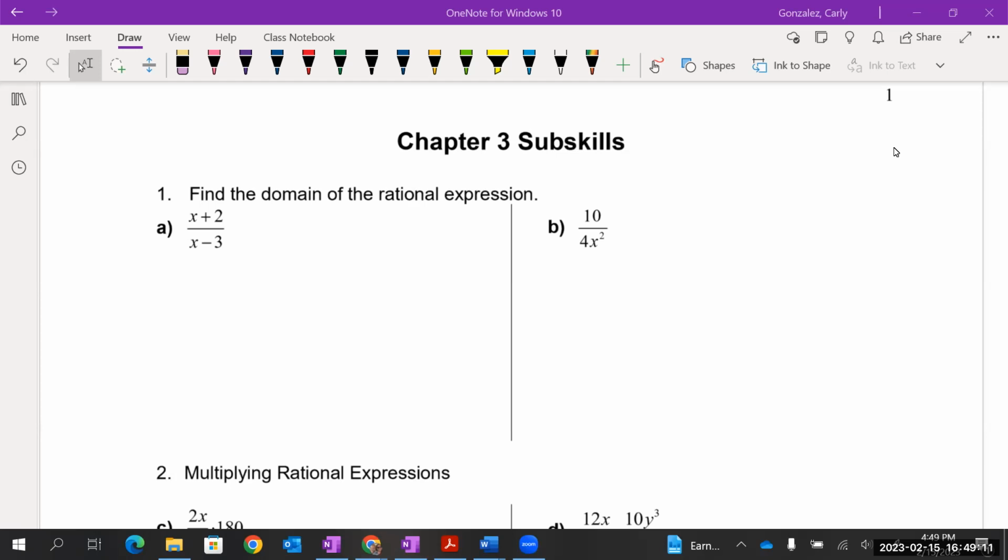So let's look at example 1. Find the domain of the rational expression. The first rational expression is x plus 2 all divided by the quantity x minus 3. One thing we want to remember is that if we have 0 divided by a number, that just simply equals 0. So for example, 0 divided by 11 is just 0. However, if we have the 0 in the denominator, or 11 divided by 0, then this expression is undefined.